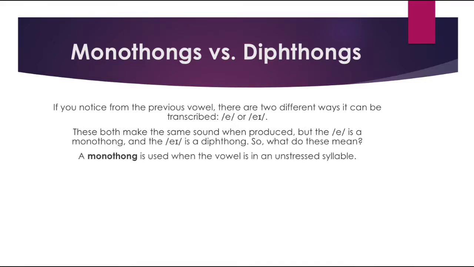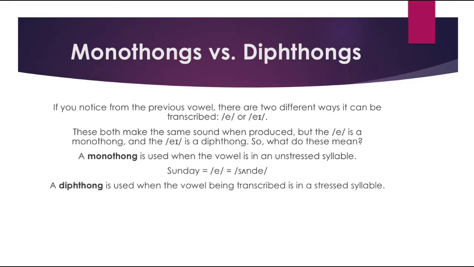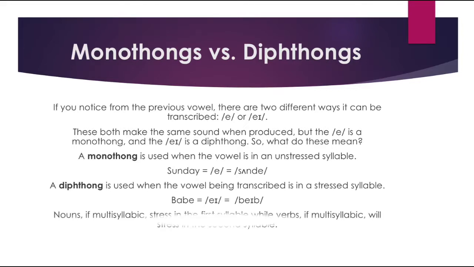So a monophthong is used when the vowel's in an unstressed syllable, so like in Sunday, the A is not the stressed part, and then a diphthong is going to be used when the vowel is in that part, as in bathe. The A is the longer held out part. So nouns, if they're multisyllabic, are going to stress in the first syllable, while verbs are going to stress in the second syllable.